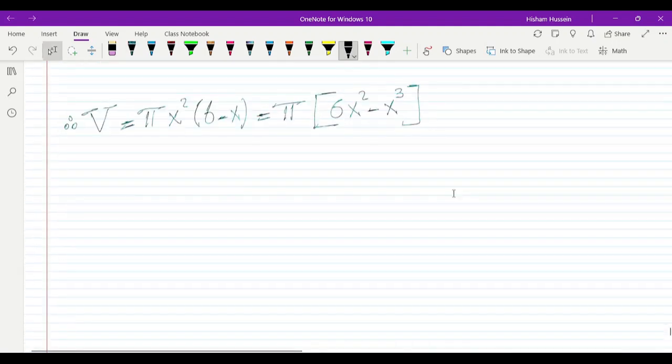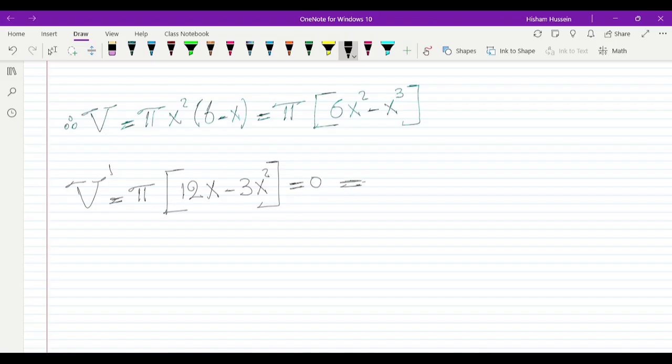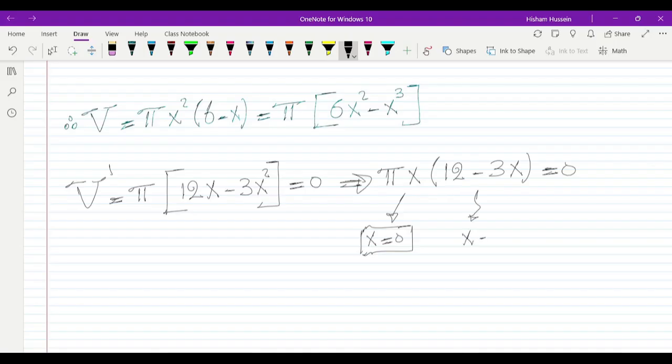Find V dash. To find the critical point, find V dash. So V dash will be pi times 12x minus 3x power 2, equated to 0. So we can factor x, then it's 12 minus 3x equal to 0. The product equals 0, so x equals 0, which is physically not acceptable, or x equals 4.